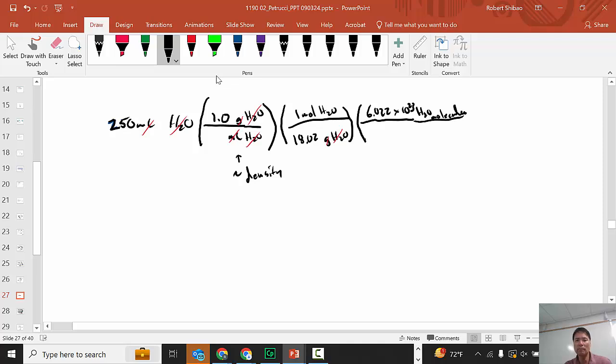Per mole of water molecules. And so moles of water cancel. That leaves me with the water molecules. These are your average water molecules. And then what can we do?